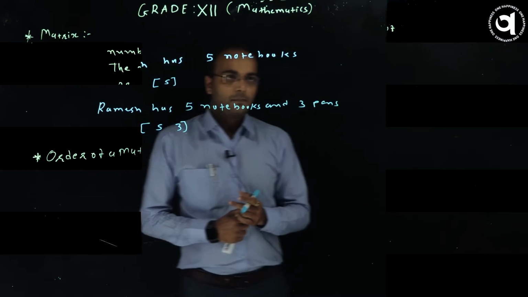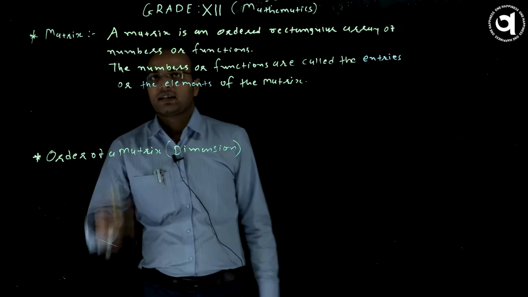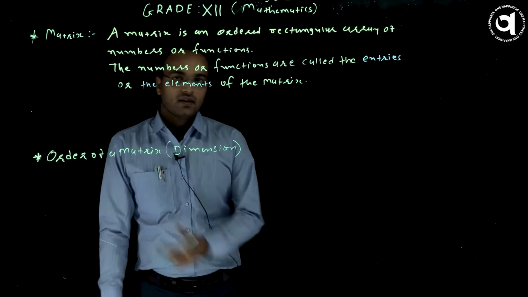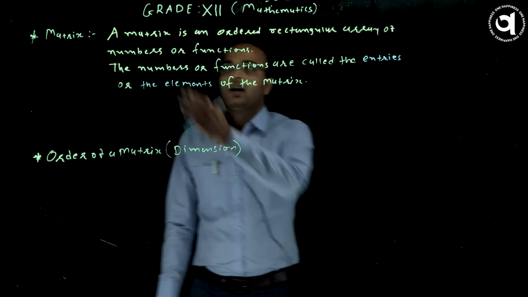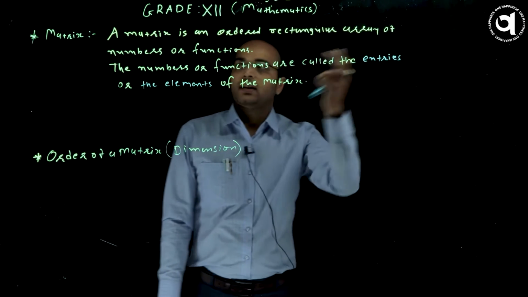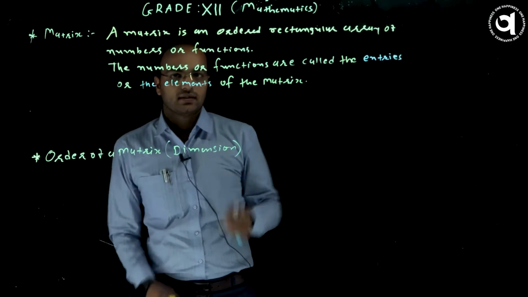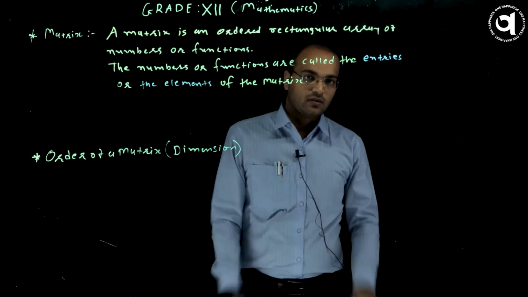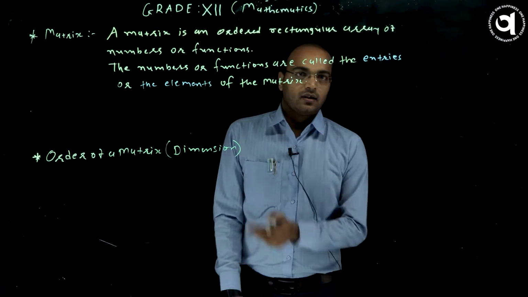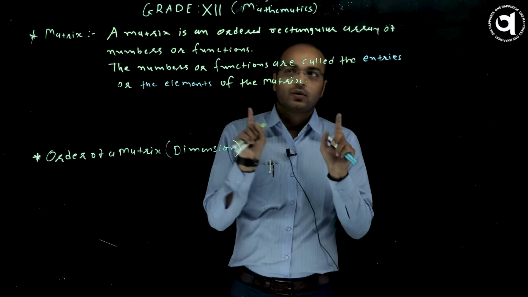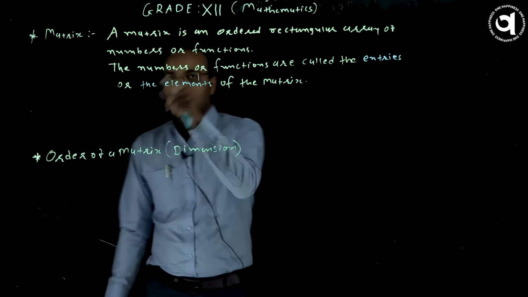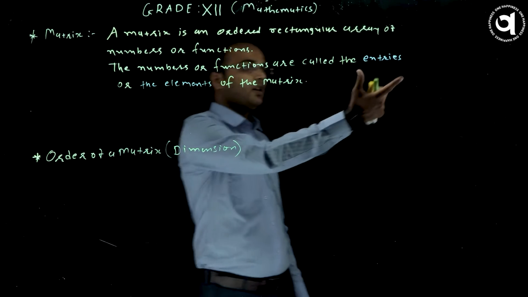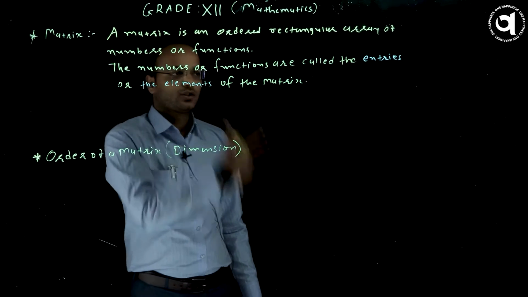Okay, now the formal definition of a matrix. We already saw some basic ideas of a matrix. Now the formal definition: a matrix is an ordered rectangular array of numbers or functions. Information in a rectangular array, okay, numbers or functions. And those numbers or functions are called what? The entries or the elements of the matrix.